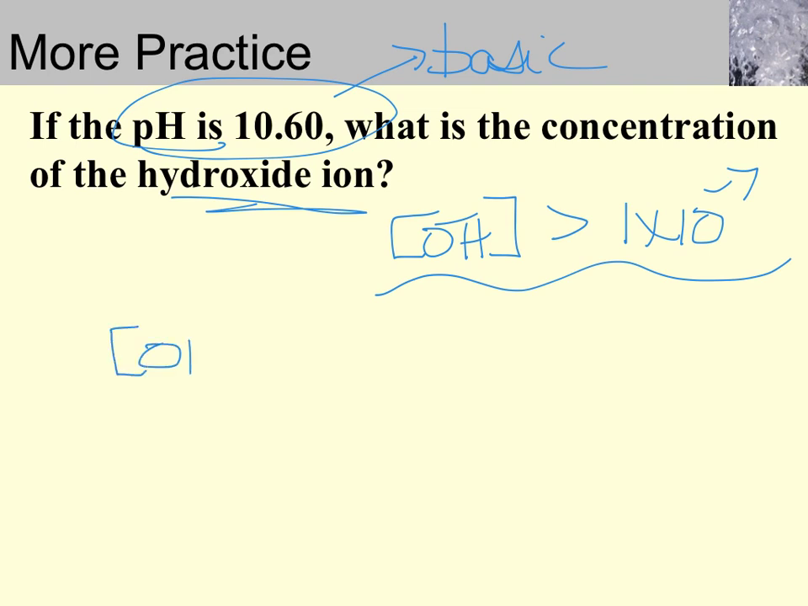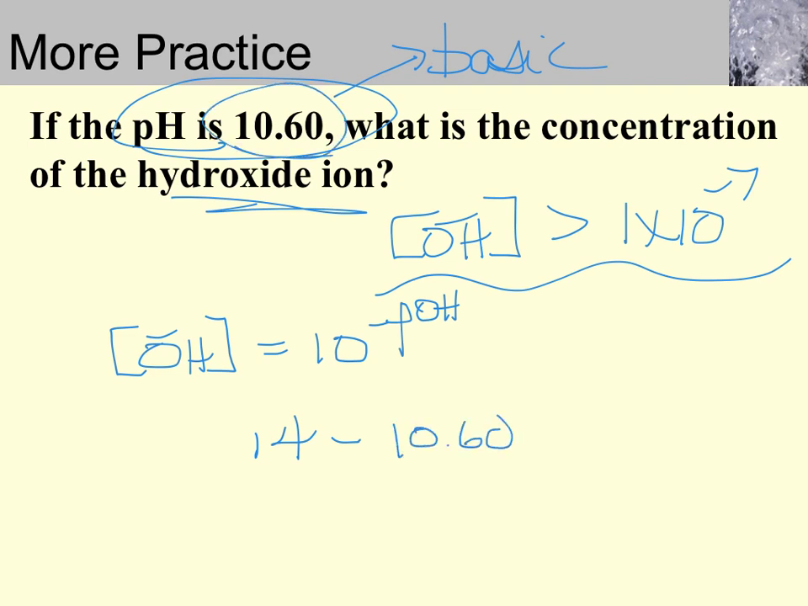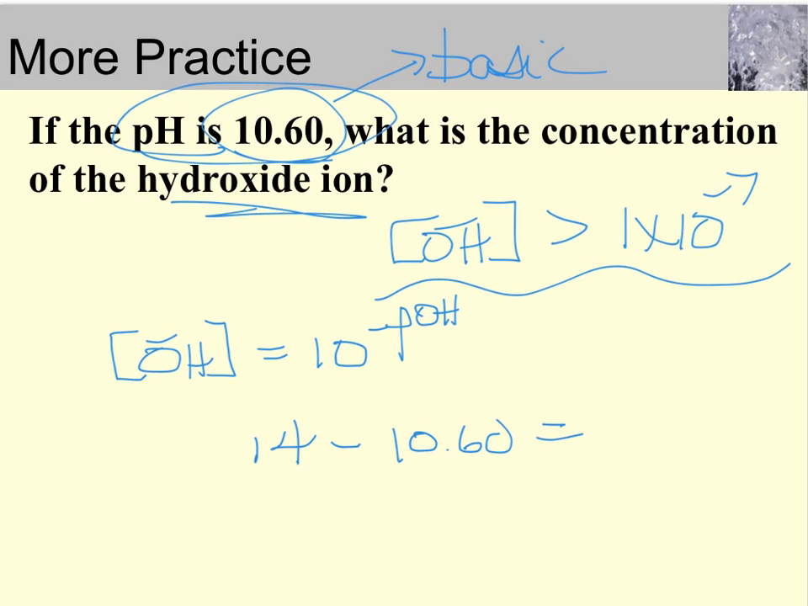So let's go ahead and calculate it. Concentration of hydroxide is 10 to the minus pOH, right? But I don't have pOH yet, so I have to calculate it. So 14 minus 10.60, which was given to us, equals, let's see, that would be 3.40. And so now we can plug that into our formula up here. So 10 raised to the minus 3.40.